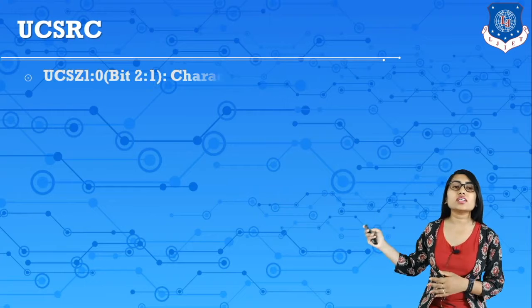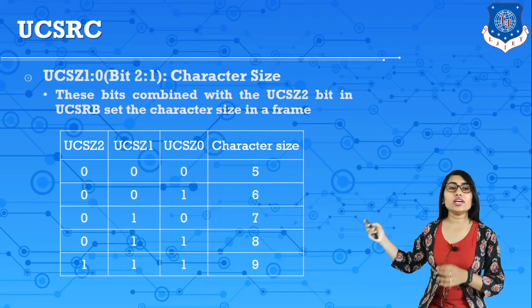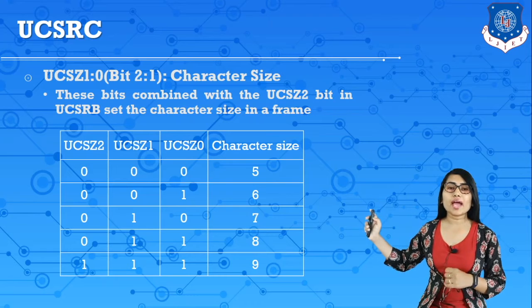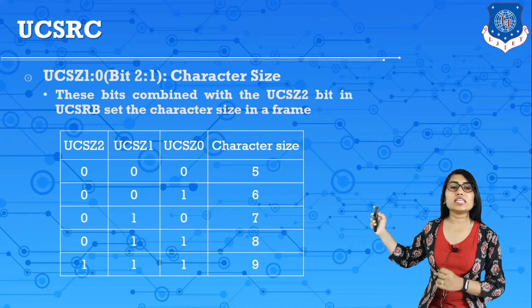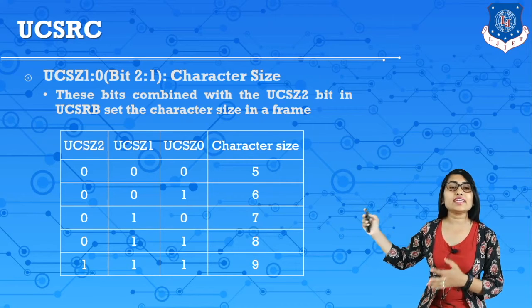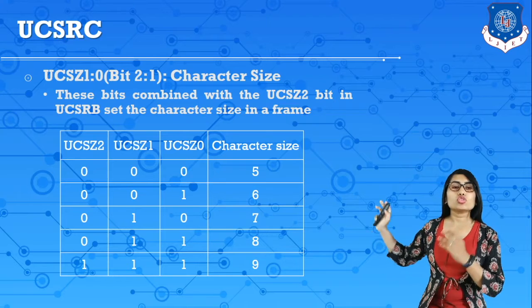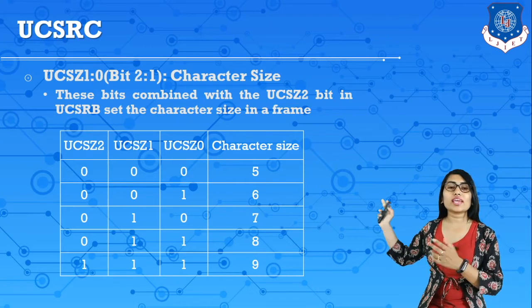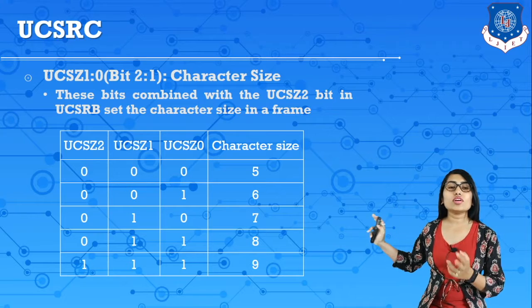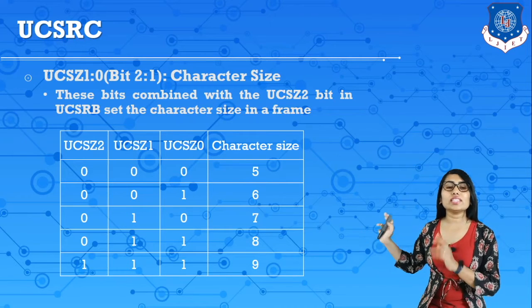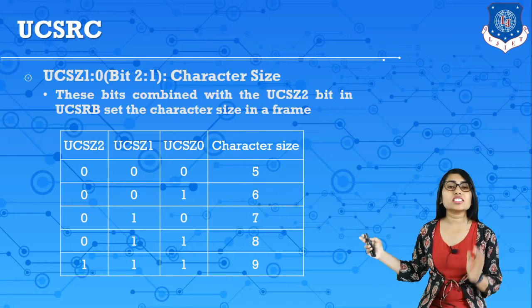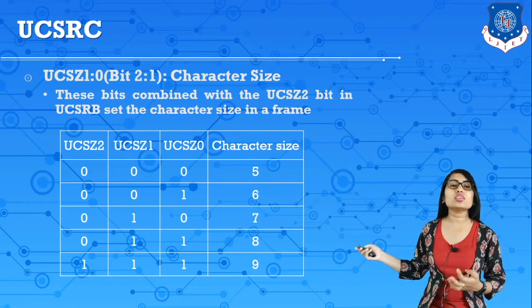Now next is UCSZ1:0. This decides the character size. These bits are combined with the UCSZ2 bit in UCSRB to set the character size in a frame. So if 000, then character size is 5. If 001, character size is 6. 010, then 7. 011, then 8, and for 111 it is 9. So this is how character size in one frame can be decided using these bits.